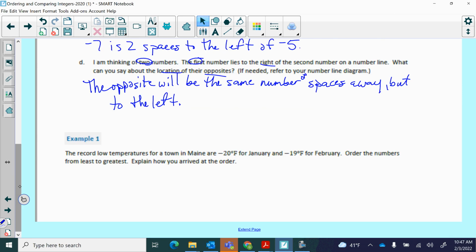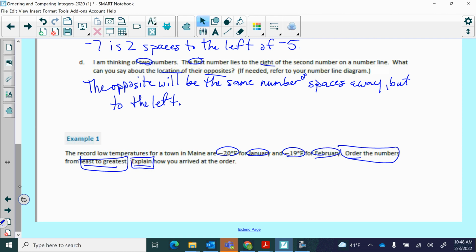Okay, our next part. The record low temperature for a town in Maine are negative 20 degrees for January, negative 19 degrees for February. Order the numbers from least to greatest. Explain how you arrived at the order. So we have two tasks. Order the numbers. This is one of the key pieces here, guys. You've got to understand which way you're going. And then we also need to explain. So we have to add an explanation in here.